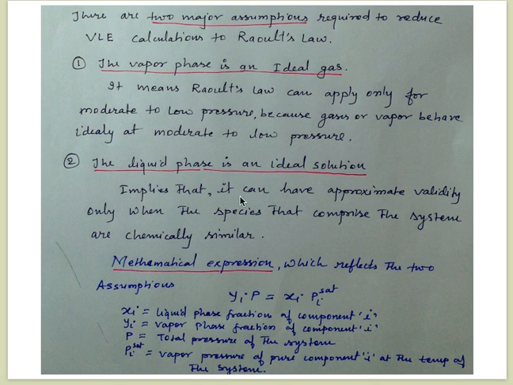It implies that it can have approximate validity only when the species that comprise the system are chemically similar, and Raoult's law is valid.